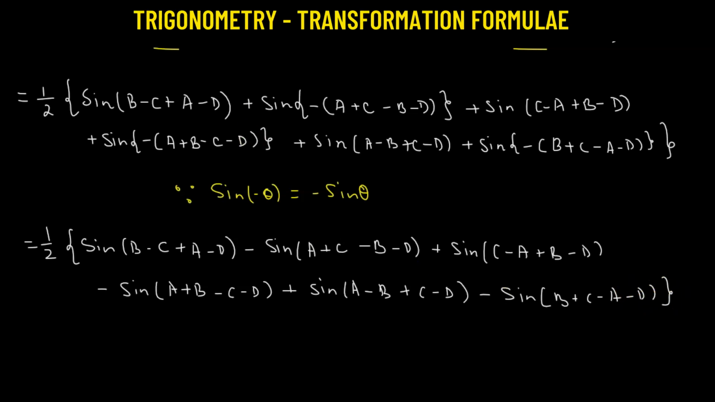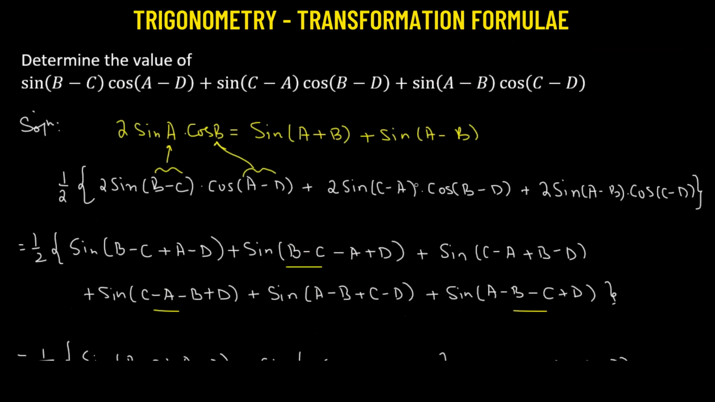Now let's see one thing. So here we have the first term, sine of B minus C plus A minus D. So this is exactly the additive inverse of the fourth term. So the first term and the fourth term cancel out. Then we'll see that we have the second term and the fifth term cancelling out, and then we'll have the third term and the sixth term cancelling out. So this is going to leave us with a value of half times 0, or simply 0. So that means the value of the given trigonometric expression is equal to 0.